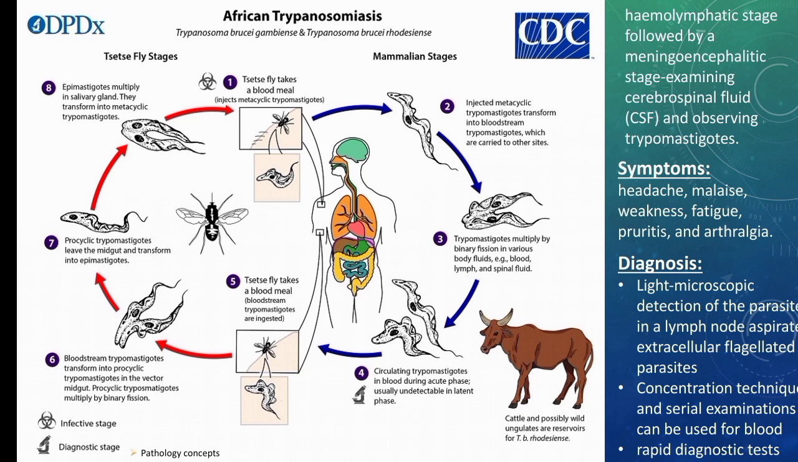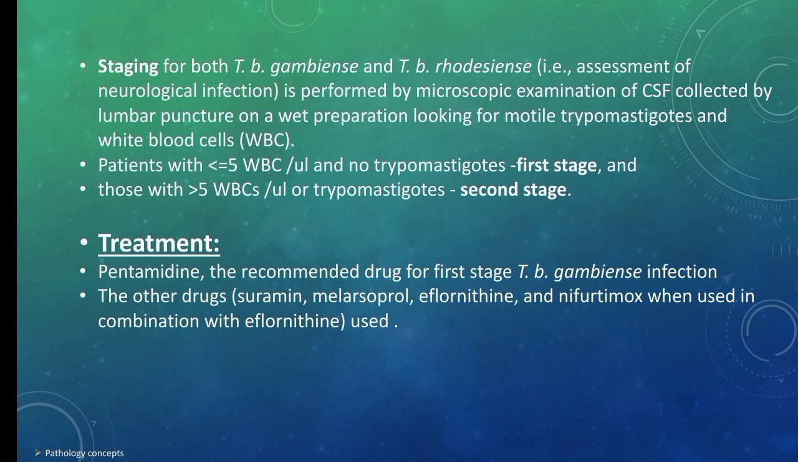Concentration techniques and serial examination can be used for the blood. Rapid diagnostic test kits are also available. The staging is performed by microscopic examination of the CSF for motile trypanosome forms and WBCs.